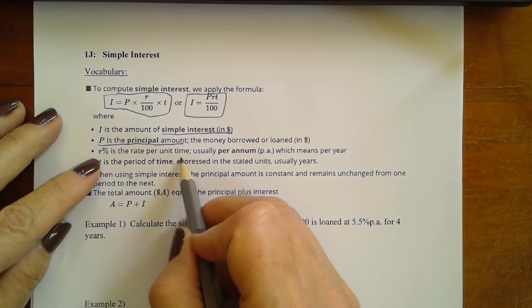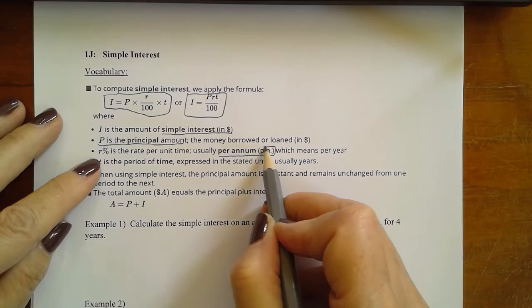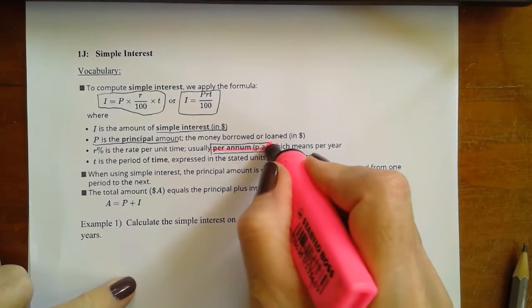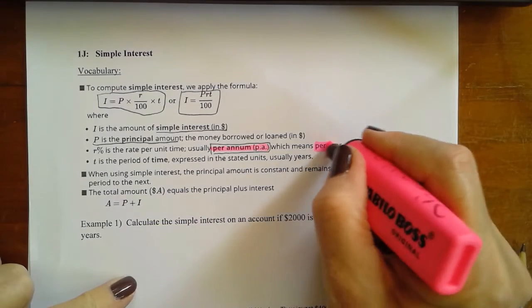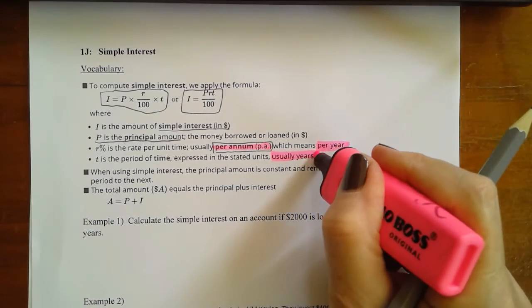R% is the rate per unit time, usually per annum. Per annum, it's like that. And it means per year. We usually use that, sometimes we don't. T, the variable, is the period of time, and usually that's in years.